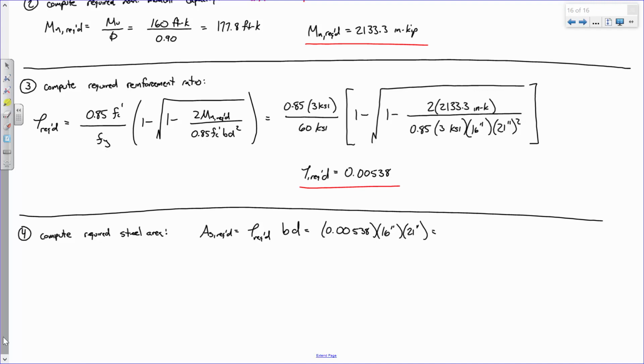And so what does that come out to be? Say it again? 1.81. 1.81 square inches, right? Do I have a second on that? Okay, so we have an area of steel, I guess minimum, of 1.81 square inches, and the beam is 16 inches wide.